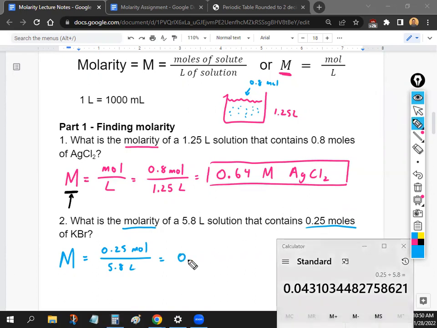I'm going to go 0.043. If you got anything close to that, 0.04, 0.0431, as long as your number is close, you're good. Okay, and that's going to be molarity KBr. Okay. So if you guys got something close to that, you're in pretty good shape. Not too bad, right?